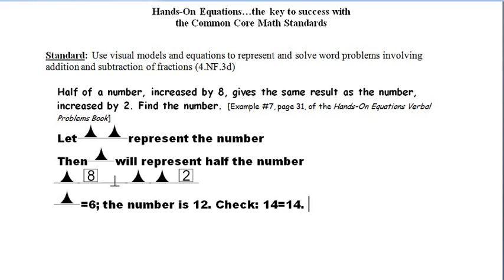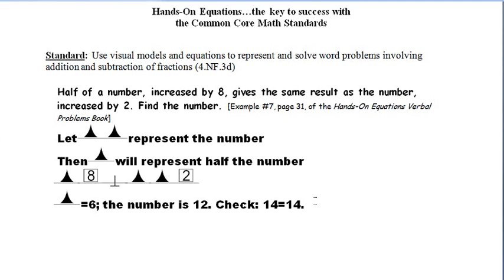You could also have done the check in the original verbal problem. If the number is 12, half of 12 is 6, increased by 8 is 14, and that gives the same result as the number 12 increased by 2, which is 14.